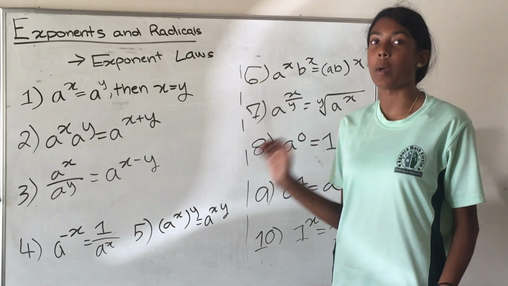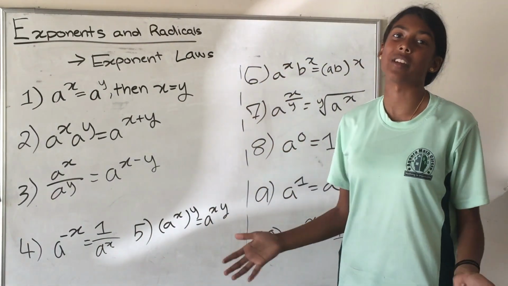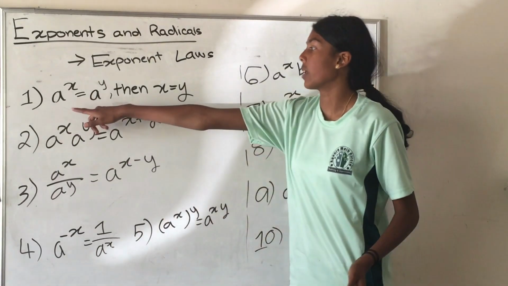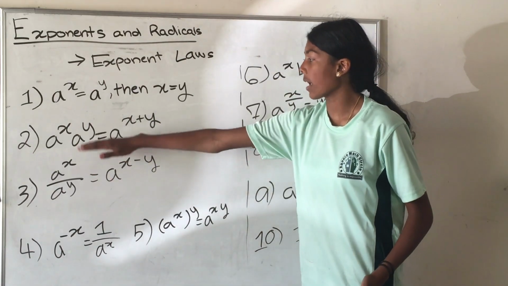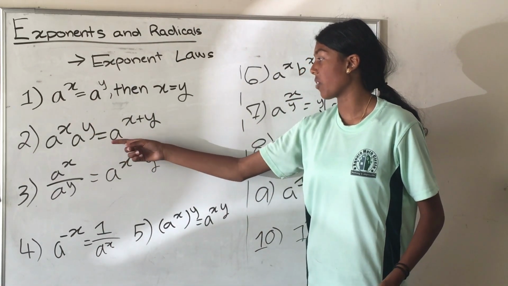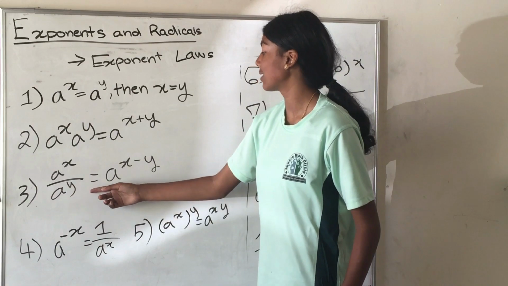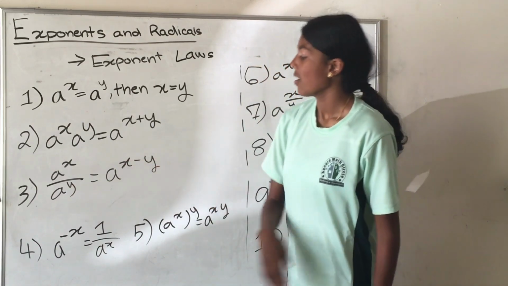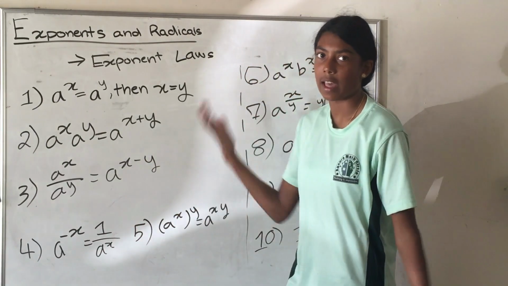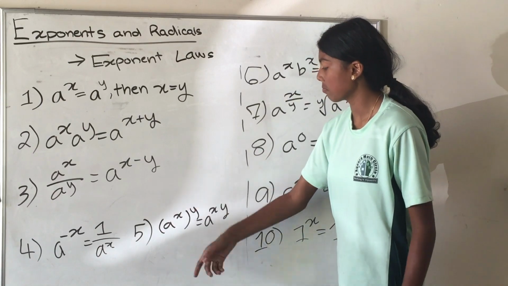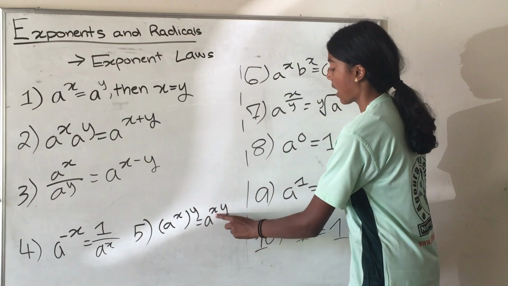We're now going to go on to the exponent laws. It's really important to remember all of these because whenever you're simplifying something, you're going to use them a lot. So we're going to start off with: if a to the x equals a to the y, then x equals y. A to the x times a to the y simplifies to a to the x plus y. A to the x over a to the y simplifies to a to the x minus y. A to the negative x, you flip it over to get 1 over a to the positive x. And then a to the x to the whole power of y, you just multiply the exponents to get a to the xy.